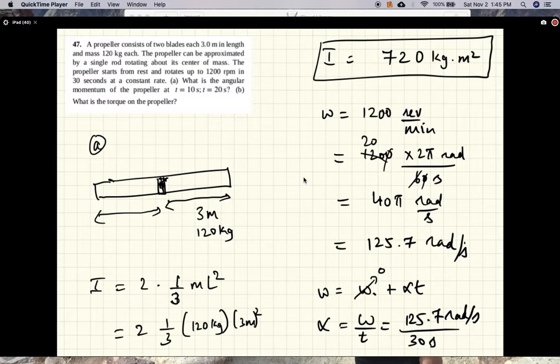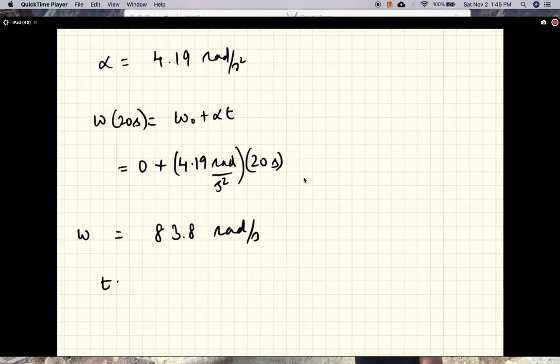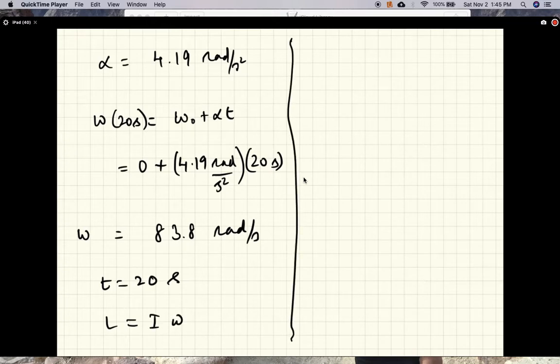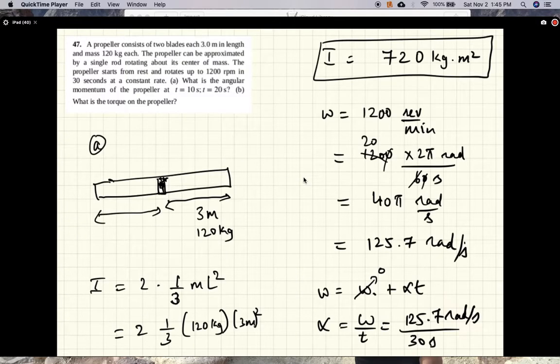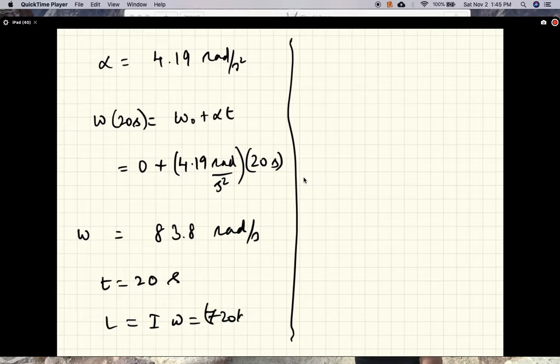All right, so what is the angular momentum of the propeller at t equal to 20 seconds? At t equal to 20 seconds, angular momentum is I times omega, and that is equal to 720 kg meter squared times 83.8 radians per second. And that works out to 60,318. Angular momentum has units of kg meter squared per second.